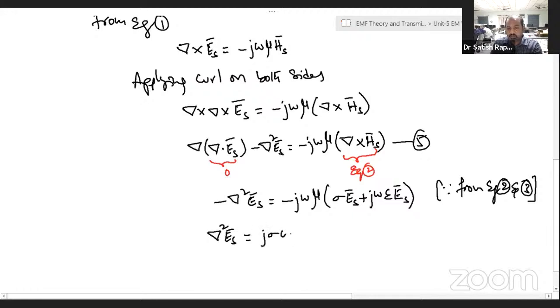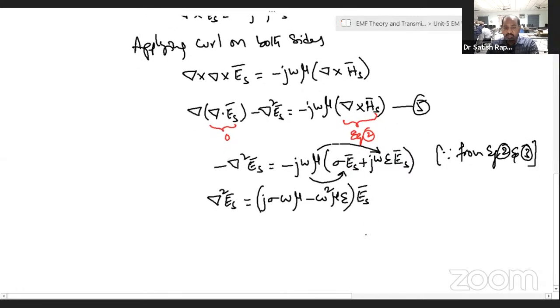J sigma omega mu minus omega square mu epsilon, right? I'm multiplying this one into this one and this one into this one, and taking Es common. So Es is the common term in both the cases. Am I doing right?